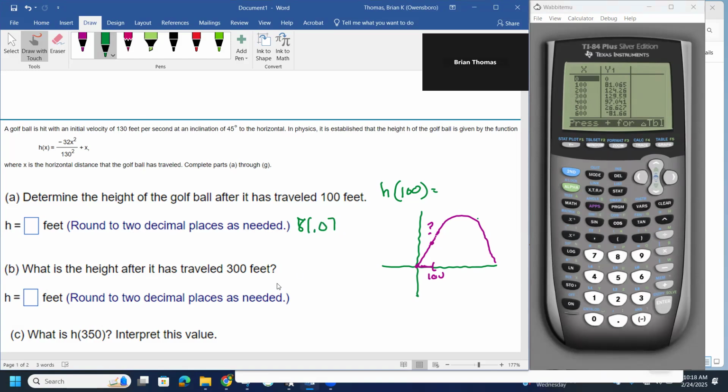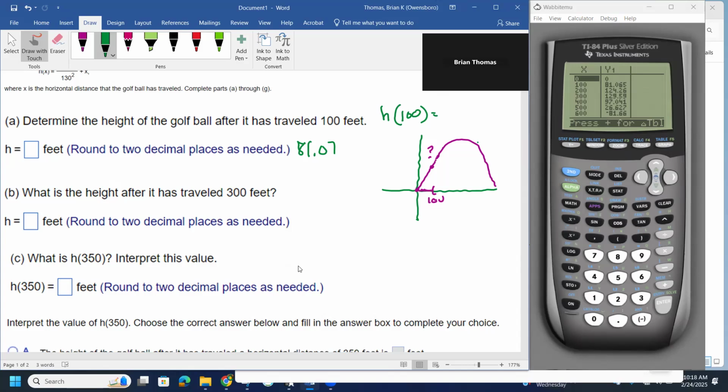Now, the next question says, what's the height of the ball after it travels 300 feet? It's going to be two tick marks over. If we look at the graph, this is 100, 200, 300. Notice how, based on this, it looks like we're almost at the peak height around 300. It looks like it's already on its way back down. If I go back to my table, at 300 we're seeing that it's going to be 129.59, so 129.59 feet for 300 feet.